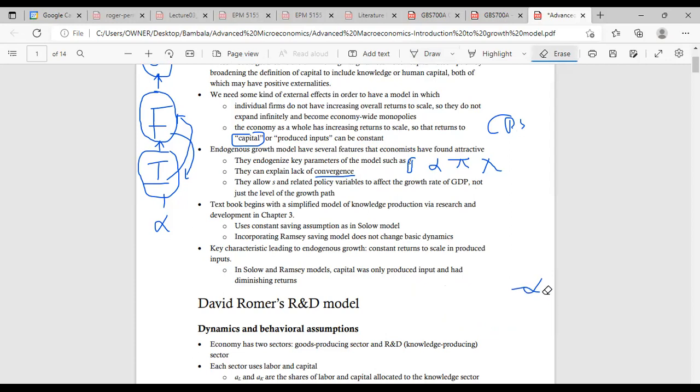So what I'm trying to say, in case you missed it, is that one of the key features of endogenous growth models is that they lack convergence, and that they endogenize key parameters of the model. Okay, you can have these. Then they allow S, which is savings. They allow savings in this sense, and relate policy variables to affect the growth rate of GDP, and not just the lack of growth.